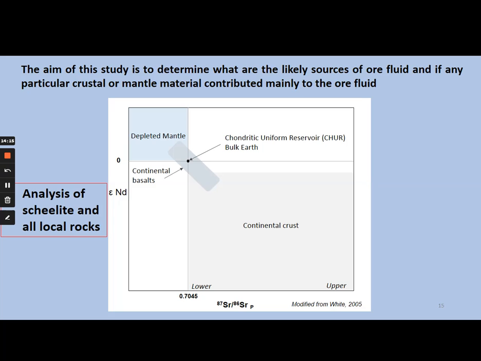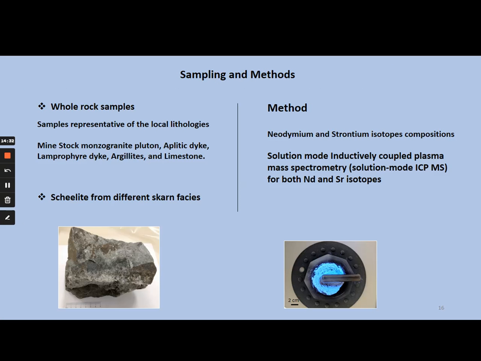So basically, if the ore fluid is related to a rock in the area, the signature of scheelite will ideally overlap the signature of that rock. This method will work just fine for us because scheelite can incorporate strontium and rare earth elements. In this study, whole rock samples representative of all the local lithologies were analyzed. We analyzed the Manstock granite, Wanapichik dike, the Lemprofire dike, argillite, and unaltered limestones. And we also analyzed scheelites from different skarn phases within the deposit.